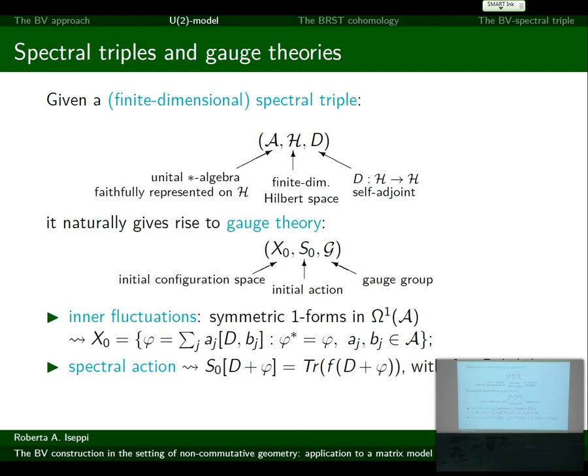And the action is simply the spectral action, which is given by the trace of f of D plus phi. The fact that we are in a finite dimensional case implies that here f is simply a polynomial. The last ingredient is the gauge group, which is given just by the unitary elements of the algebra. So it's really a finite dimensional case, and we are dealing with matrices.